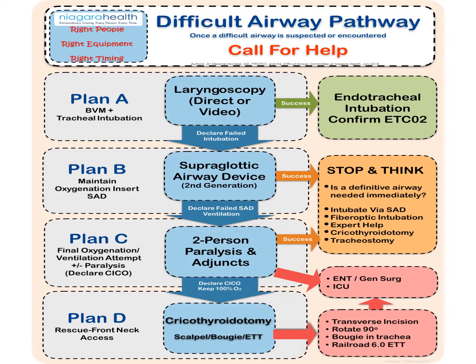The key elements of this slide for our difficult airway pathway, first and foremost on the left-hand side, are mission: right people, right equipment, and right timing. And across the top, once a difficult airway is suspected or encountered, call for help. We're going to teach you how to figure out who, in fact, may be difficult. Call for help is extremely important. You're going to need assistance with skilled providers.